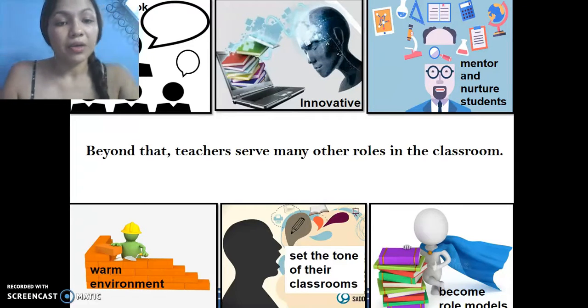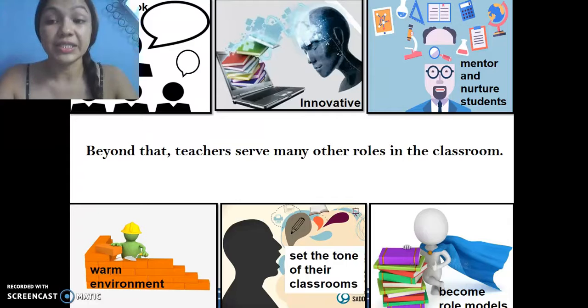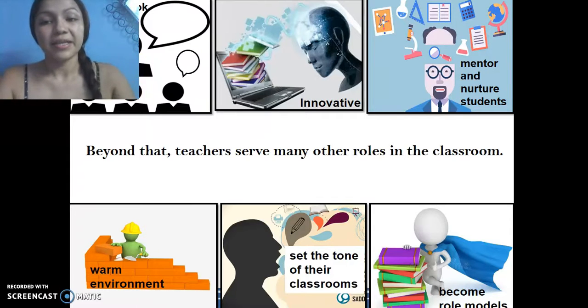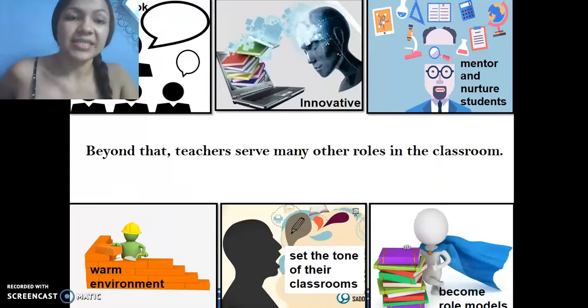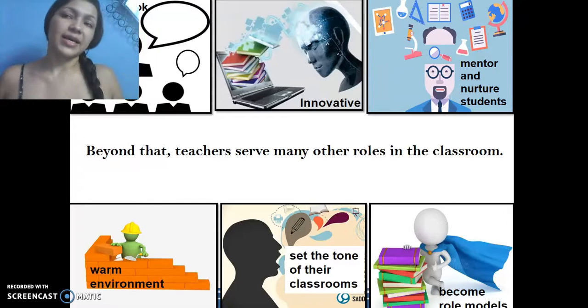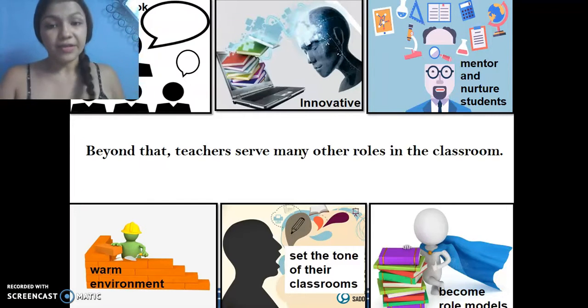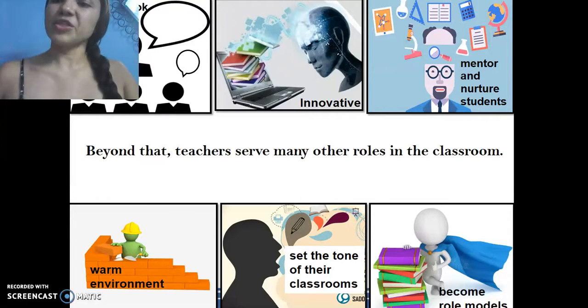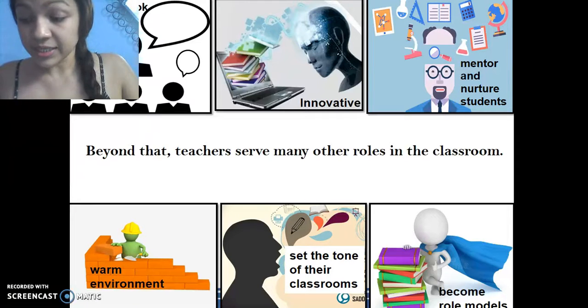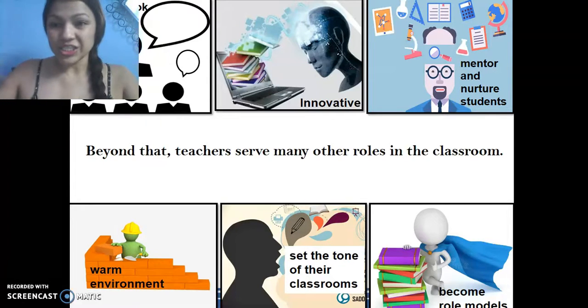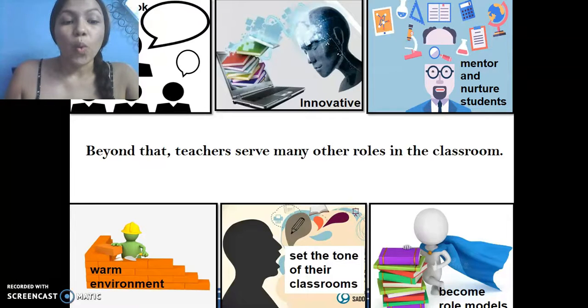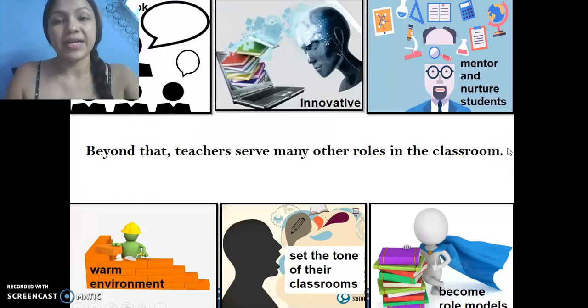Now, beyond that, teachers serve many other roles in the classroom. As I said before, there are 8, but here we can also see listen and look for signs of trouble. Okay, I said this before. Innovative: the teacher has to innovate, because there are many tools that they can use to innovate in the classes. Mentor and nurture students. It's very important, because the teacher is the guide. And build a work environment. It's important. Set the tone of the classroom.